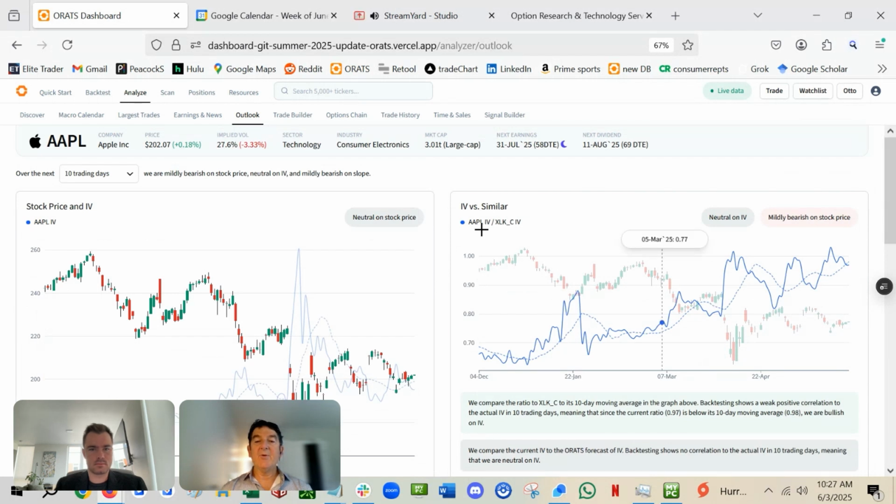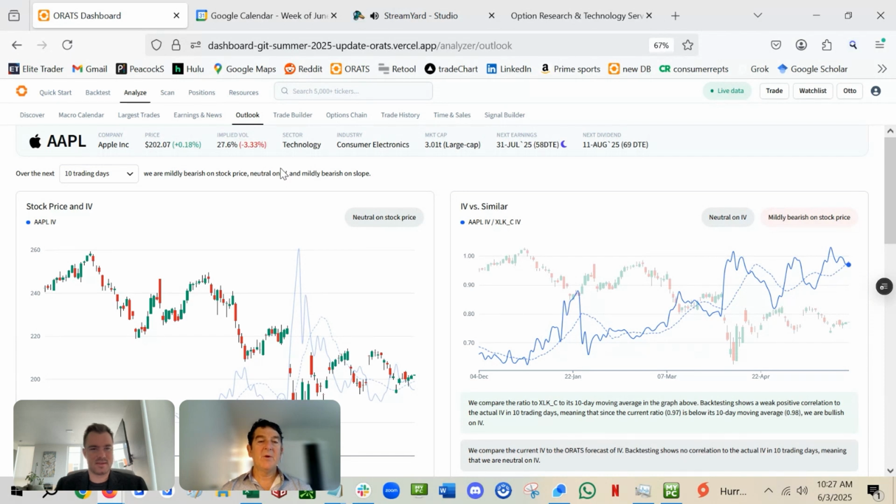Here's Apple's implied volatilities versus the XLK. It's been going up and up. Not only is it in backwardation, but the implied volatility is relatively high in Apple right now. You can see that pretty well, I think, in the Outlook page.